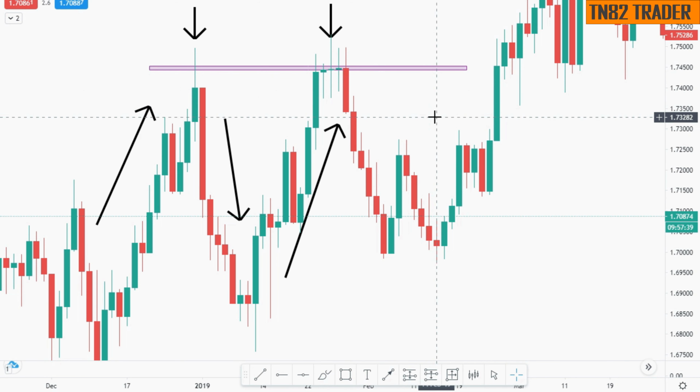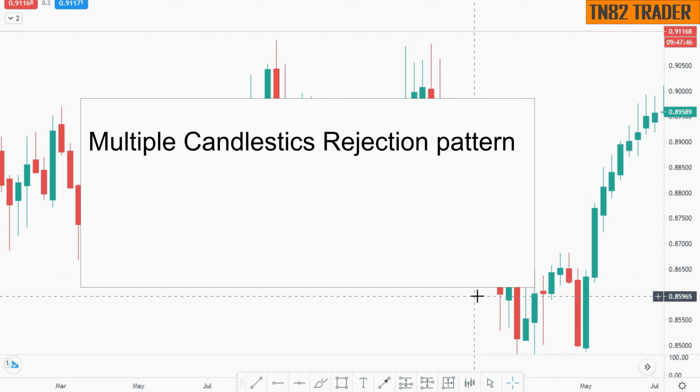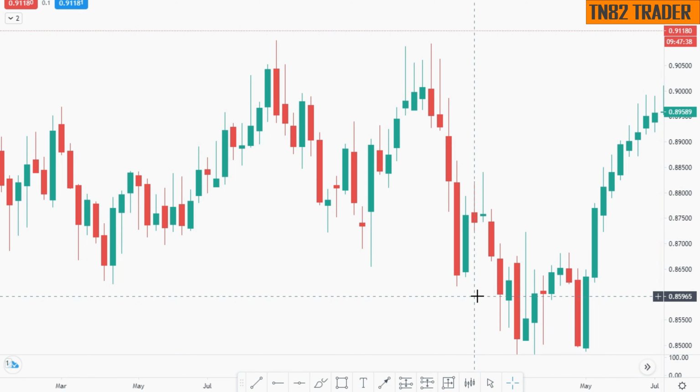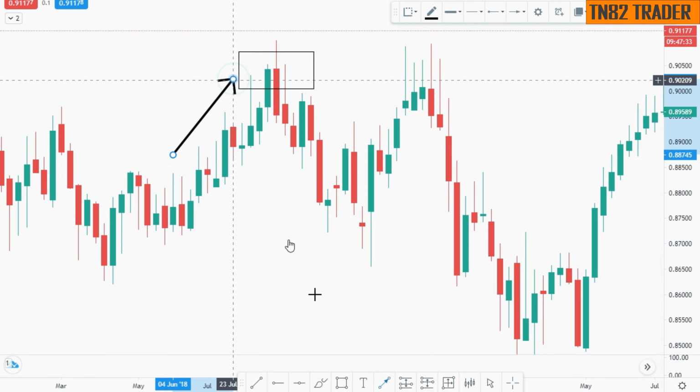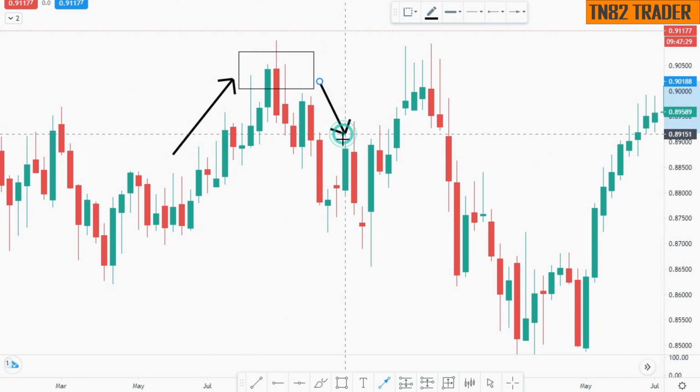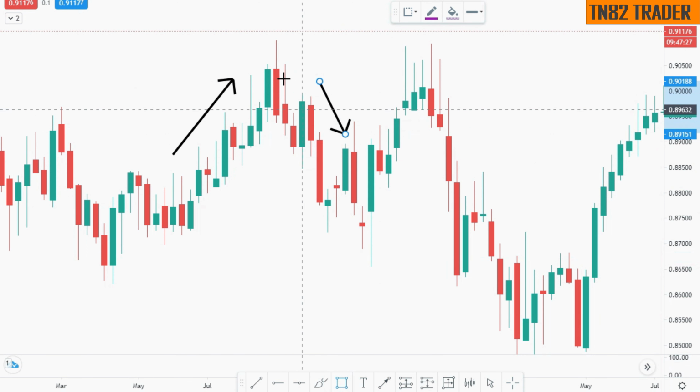The next candlestick pattern we are going to look for is the multiple candlestick rejection pattern. Multiple rejection means more than one candle rejecting a key level. So we look left, noticed price came up to this level, hit and reversed, giving us a good level of resistance. So we are going to draw the resistance level.